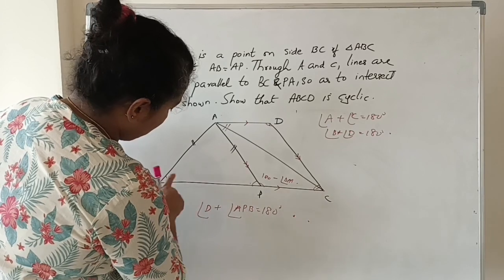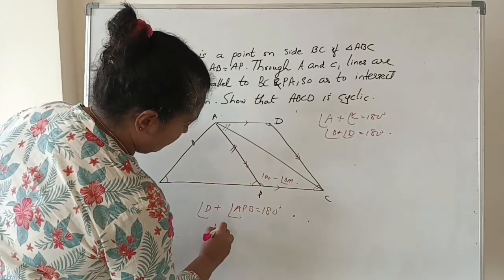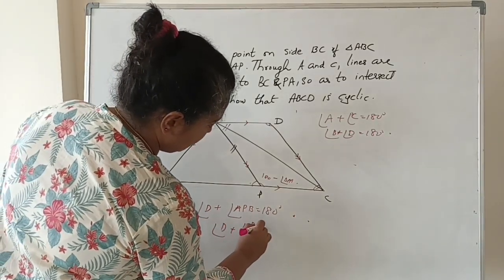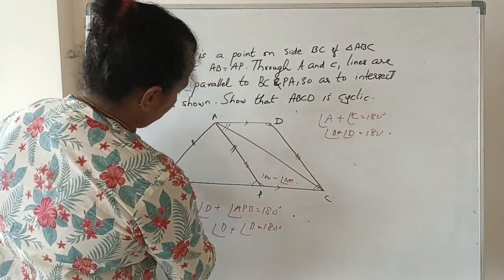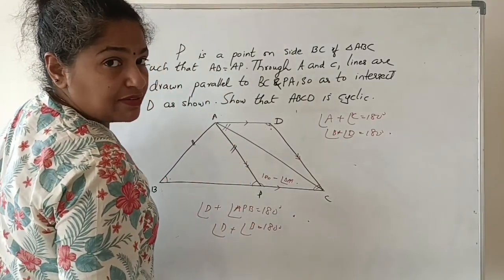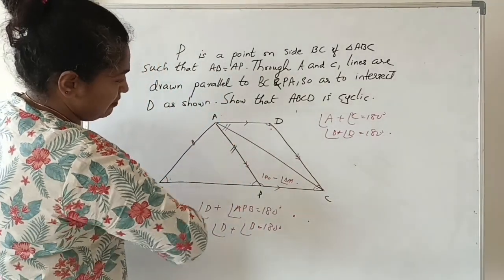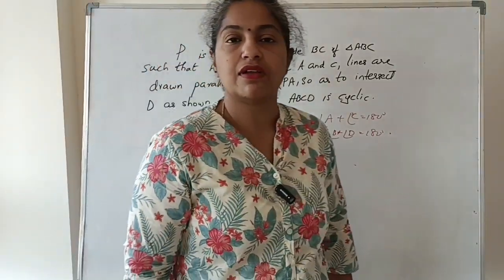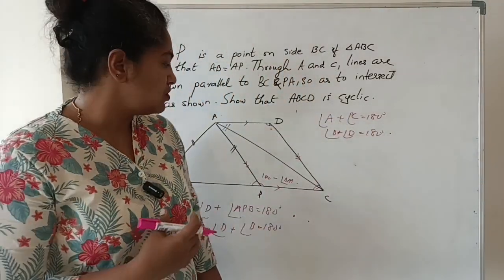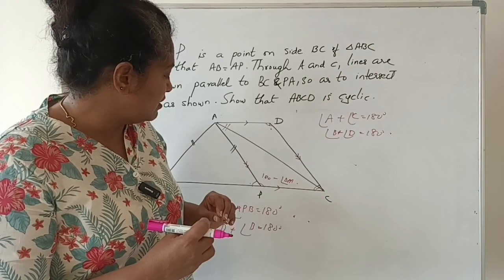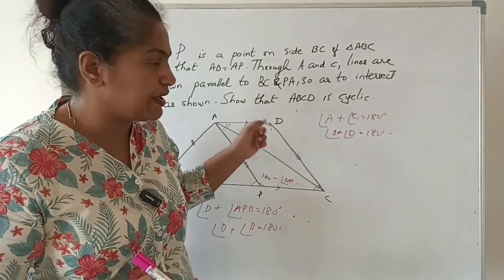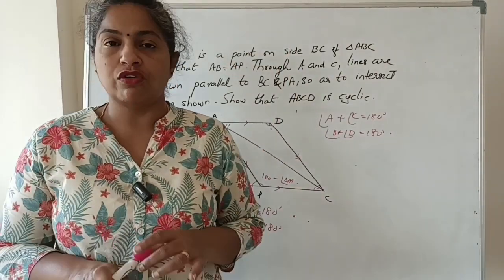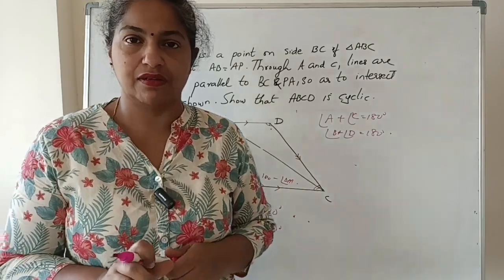But angle APB is equal to angle B. So I will get angle D plus angle B is equal to 180. So the sum of the opposite angles is 180 degrees. I can say that ABCD is a cyclic quadrilateral. That's a very easy sum, though the diagram looked a little bit confusing. But once you identify this as a parallelogram, the remaining part of the solution becomes very easy.